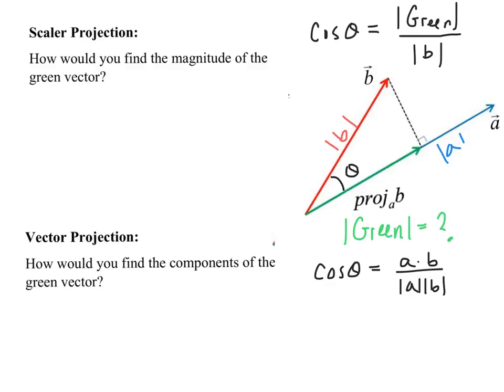So A dot B over magnitude A times magnitude B is equal to the magnitude of the green divided by the magnitude of B. And remember, we were trying to calculate how long the green projection would be. What is this length when B is dropped down onto A? Well, easy enough to solve. We could multiply both sides by magnitude B.